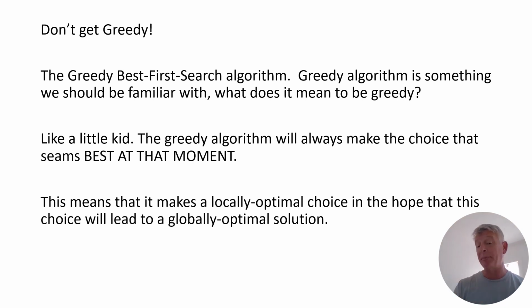Might not be the most optimal choice, but it's best at that moment. Given two choices, the greedy algorithm will make the best choice at that moment. This means it makes a locally optimal choice in hopes that it'll be a globally optimal solution. Not always, but you've got a better chance.